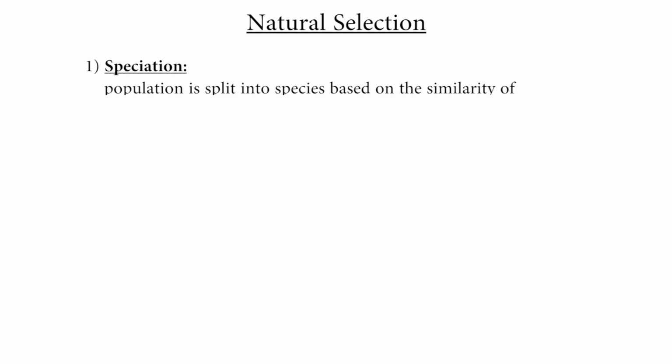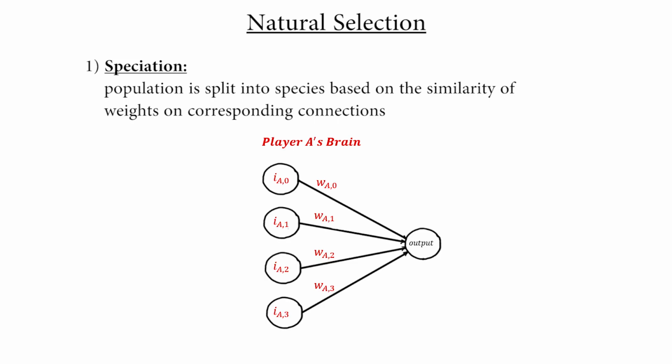And once all the players are dead, the natural selection process starts with the very first step, which is called the speciation. And in this step, all the players that have played the game are going to be split into individual species depending on how similar the weights of their connections are. So remember that the neural network of each individual player has 4 connections between the input nodes and the output node, and each of these connections has 1 weight.